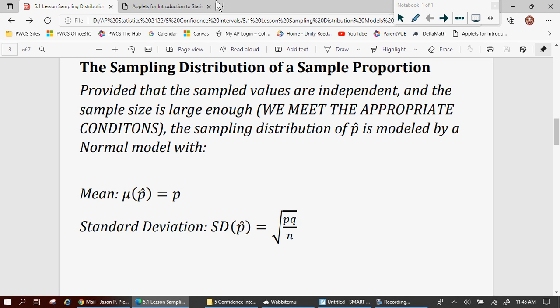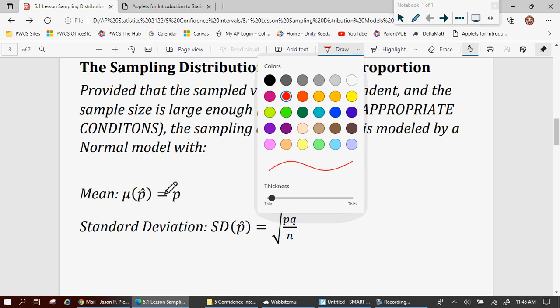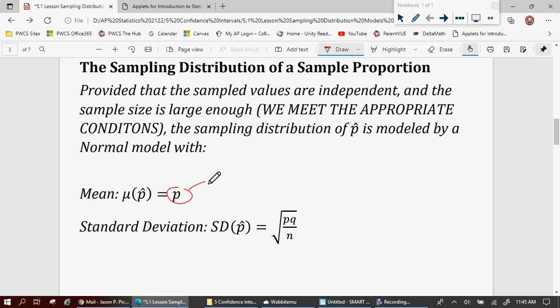And so when we looked at a normal model, we always wanted to know two things about it. We wanted to know its mean and its standard deviation. And so the mean of our sampling distribution of proportions is going to be P, which is the population proportion.